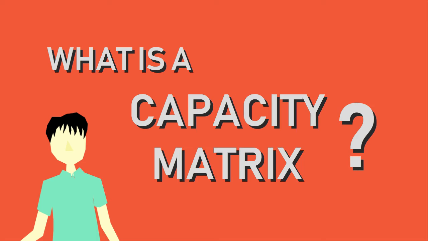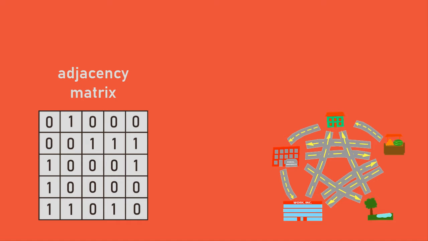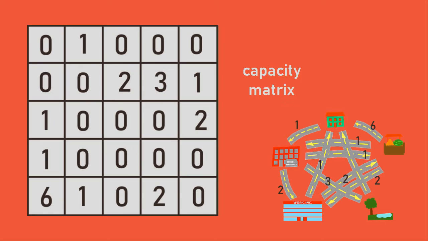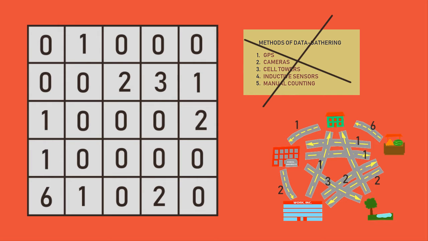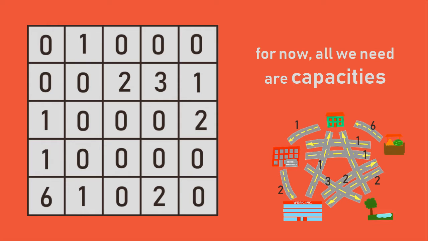Let's start with an obvious first question. What is a capacity matrix? It's another square matrix, but this time, instead of denoting the presence of network links with ones, or denoting the probabilities that agents will pass through the links with, we denote the capacity of the road. For capacity matrices, we don't have to have data on probabilities like we did for the stochastic matrix. Of course, it would allow us to calibrate our model better, but for now, all we need are capacities.